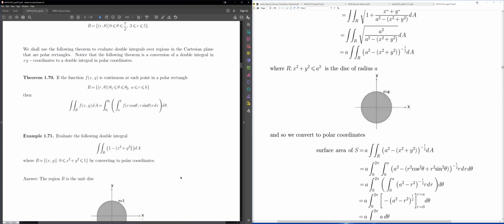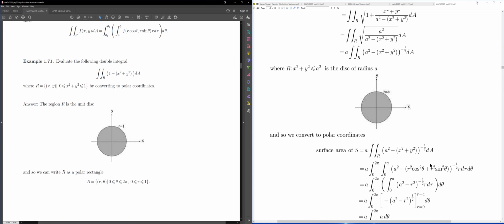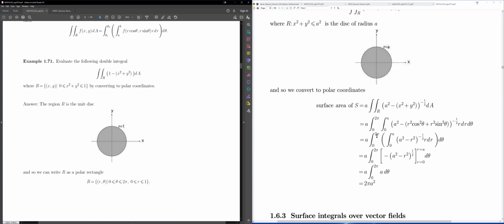Okay, and as I was talking about over here, when you have a disk like this, theta is going to go between 0 and 2 pi. So the limits of integration for theta would be 0 to 2 pi. And the limits of integration for r would be from 0 to the outside radius, which here is a, so it's 0 to a. So this is how I get the conversion from xy to polar. And now this over here is just a normal iterated integral.